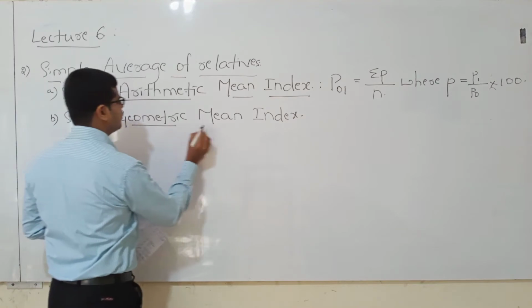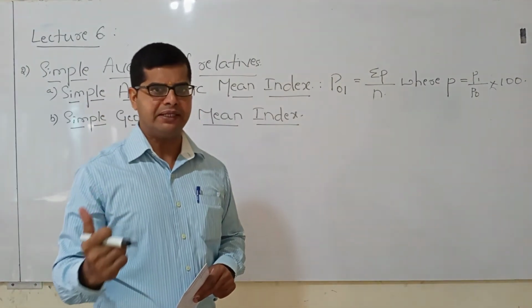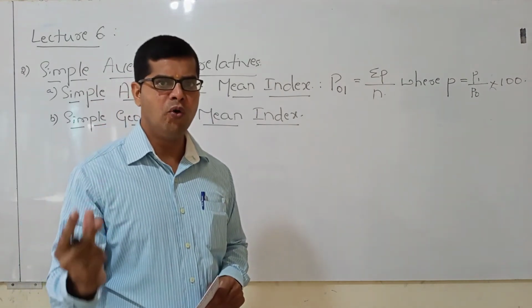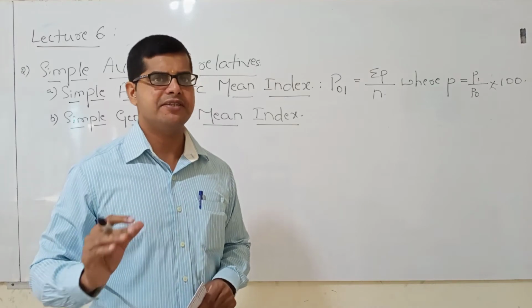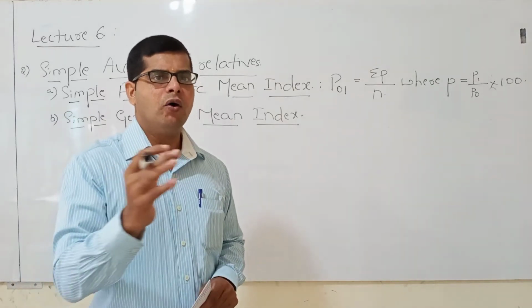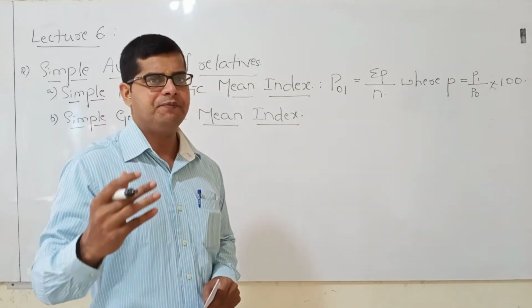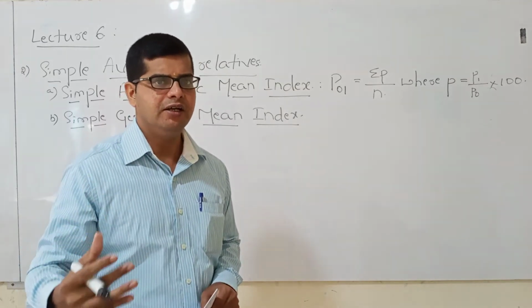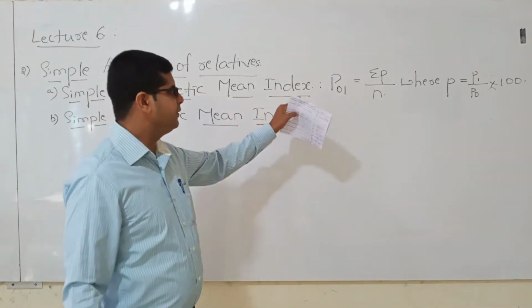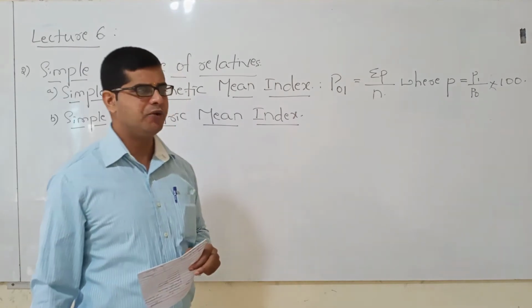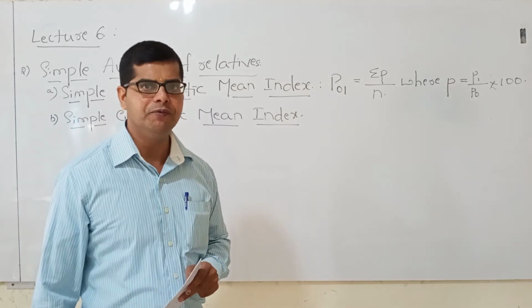So all these are the types of averages: arithmetic mean, median, mode, geometric mean, harmonic mean. And all these are nothing but statistical tools only. Under all these types of averages, we find a different formula to get the statistical results. Here also, simple arithmetic mean index, P01 is equal to summation P divided by n, where P is equal to P1 divided by P0 into 100.